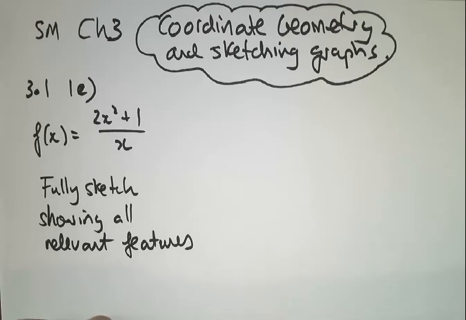This is for specialist maths. It comes out of chapter 3, 3.1, coordinate geometry and sketching graphs. In 1e, you're asked to sketch f of x equals (2x squared plus 1) all over x. Fully sketch, showing all relevant features.